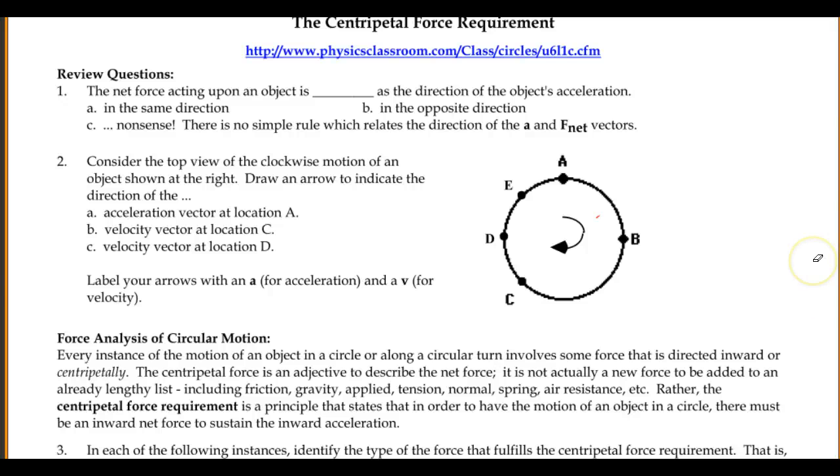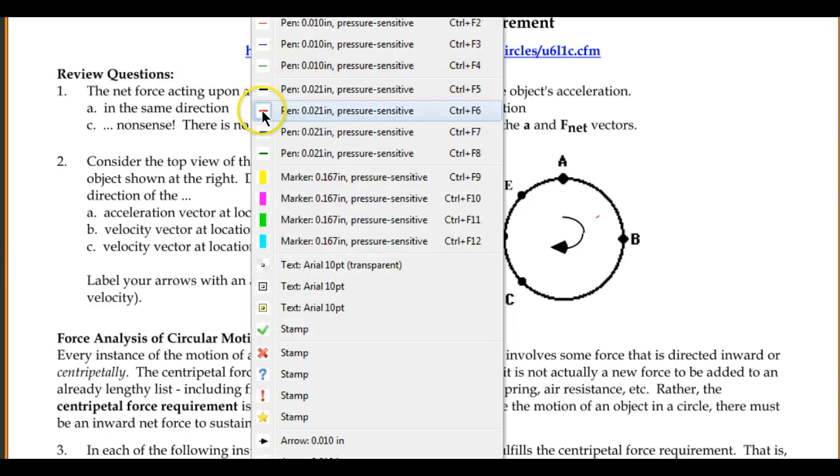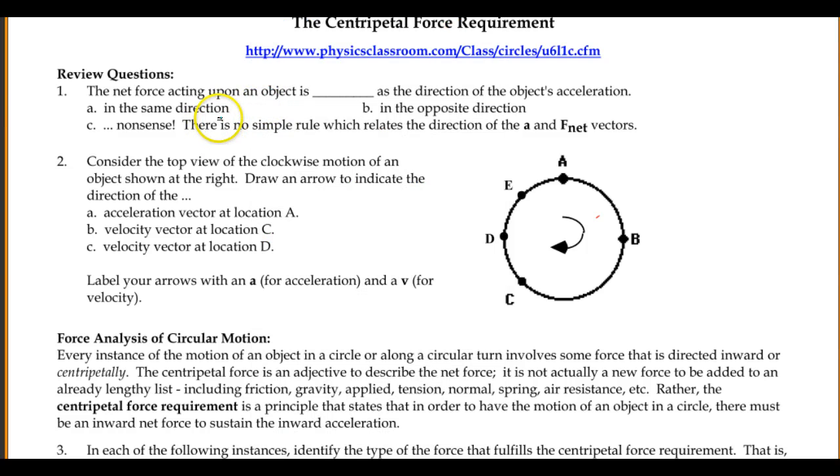Okay, we're here with guide sheet number 3 for moving in circles. We're talking about the centripetal force requirement. First, a couple of quick review ideas. One being that the net force has to be in the same direction as the acceleration. Force and acceleration are directly proportional to each other, and therefore they must be in the same direction.